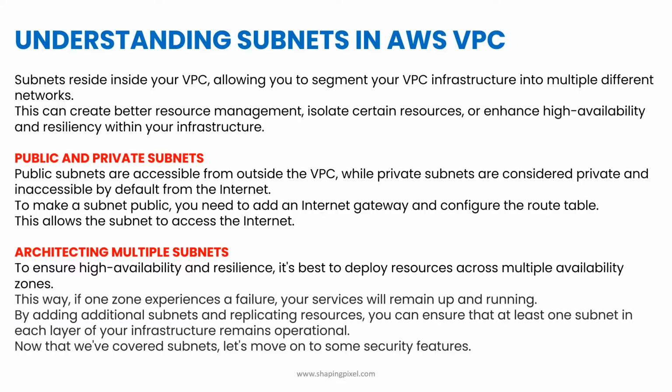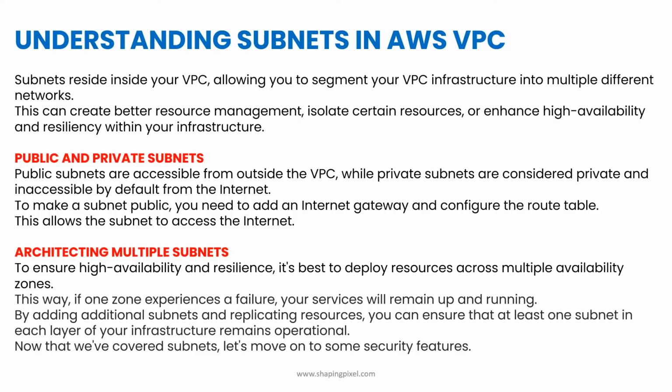So let's try to understand subnets in AWS VPC. Subnets reside inside your VPC, allowing you to segment your VPC infrastructure into multiple different networks. These can create better resource management, isolate certain resources, or enhance high availability and resiliency within your infrastructure. Public subnets are accessible from outside the VPC, while private subnets are considered private and inaccessible by default from the internet. To make a subnet public, you need to add an internet gateway and configure the route table. This allows the subnet to access the internet.